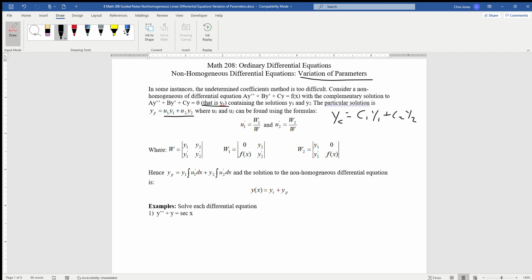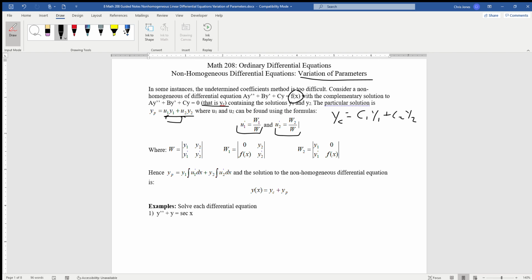And from there, what we can do is we can go ahead and find these other components, the u1 and the u2. Now, u1 and u2 are found by these formulas. So the derivative of u1 and the derivative of u2 are equal to W1 over W, W2 over W. And all the W's are going to be determinants based on y1, y2, and then the function f of x. And f of x is what the non-homogeneous differential equation is equal to.